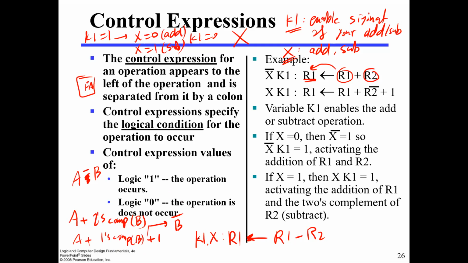So we go back to the operation: if K1 equals 1 and X equals 1, I want to subtract. That means I can write it as R1 takes the value of R1 plus R2 bar plus 1. This is the 1's complement. Is that clear, guys? Clear. Okay. What you need to remember is that this side is evaluating a Boolean expression and has to be, at the end, a single bit, 1 or 0, which will decide if this operation should occur or not.